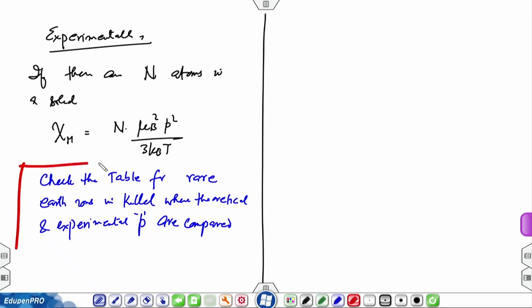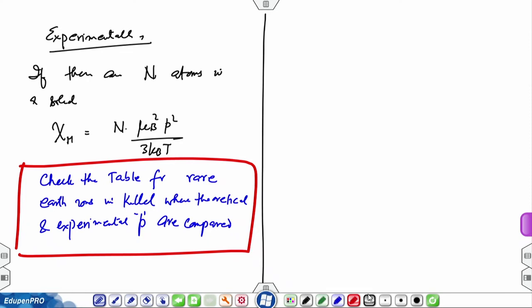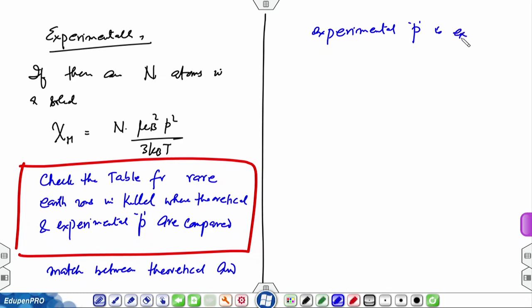Okay, and once you do that, you will find that the match between theoretical and experimental p is excellent. And again, for rare earth ions. So, we have explained how these things work. Again, keep in mind that this has been done using the fact that all the magnetic behavior comes from the atoms. We have not taken care of any moving electrons or electrons that may be moving in the band.